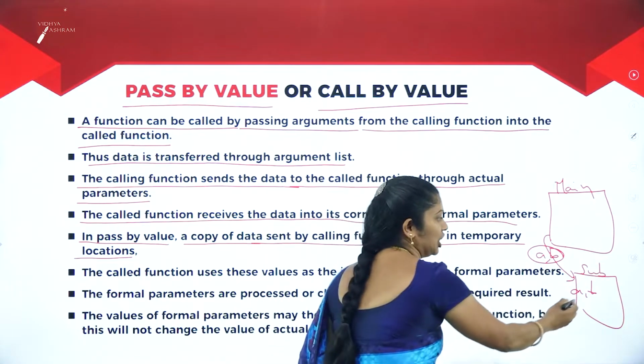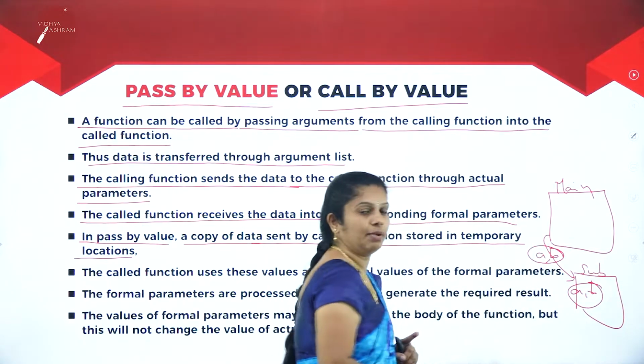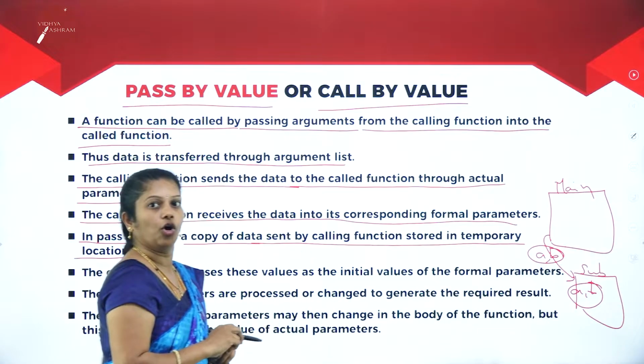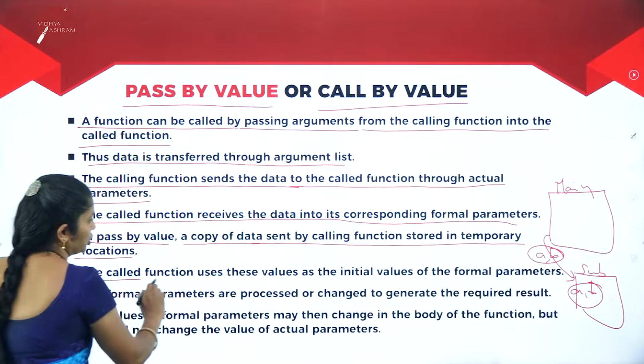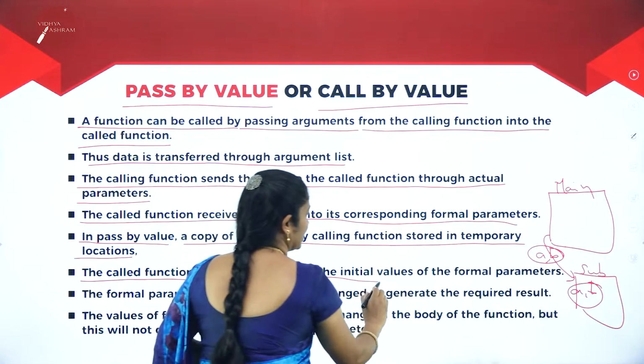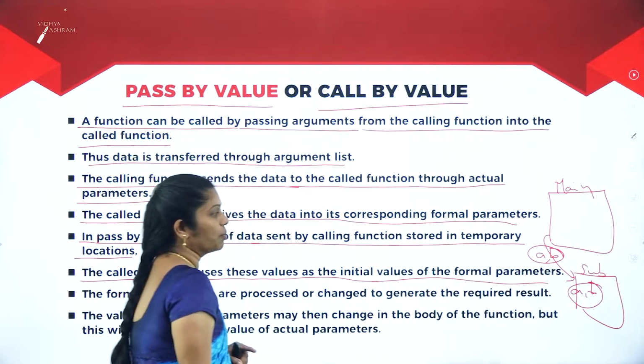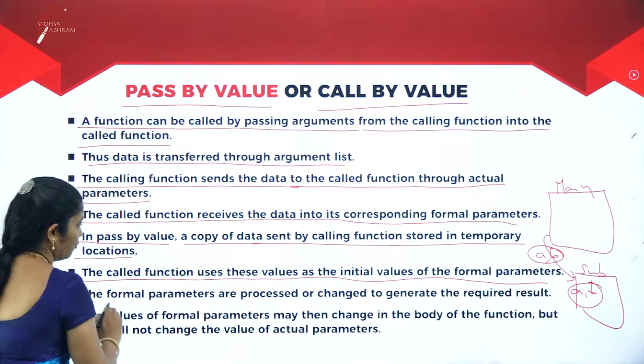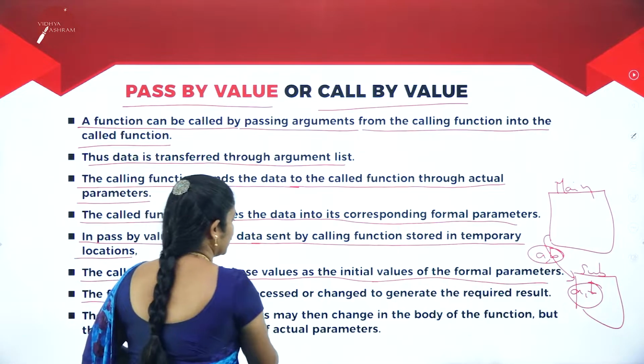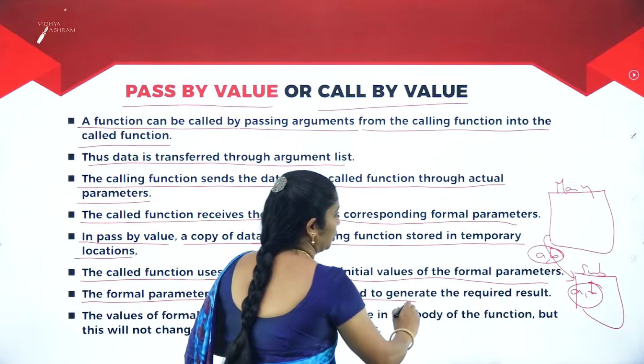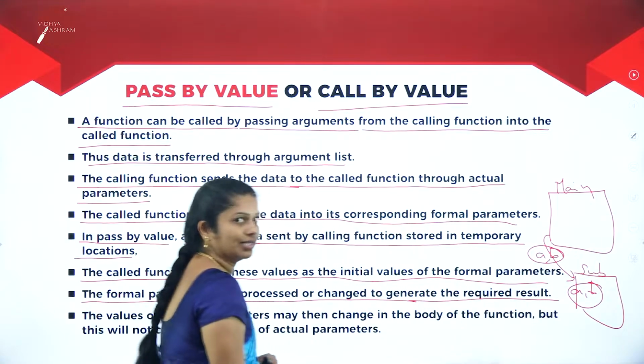Then if there is any change in these values, that will not affect the main program because it takes a copy of the data. The called function uses these values as initial values of the formal parameters. The formal parameters are processed or changed to generate the required result.